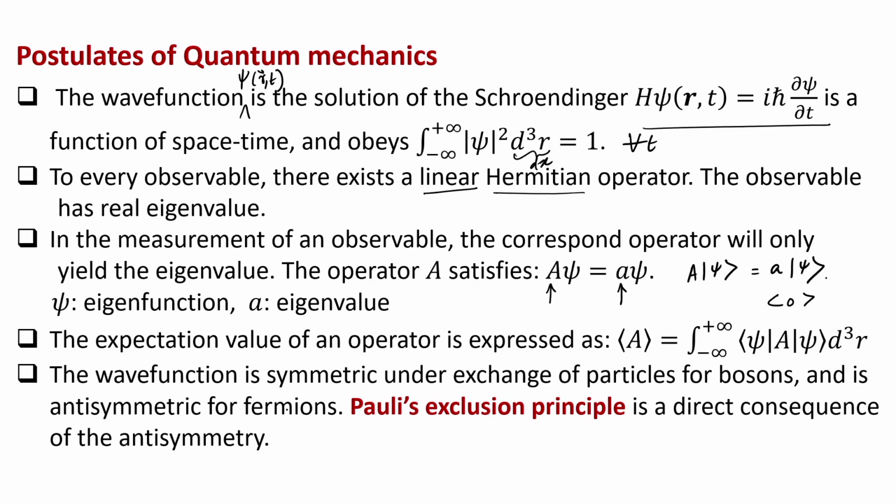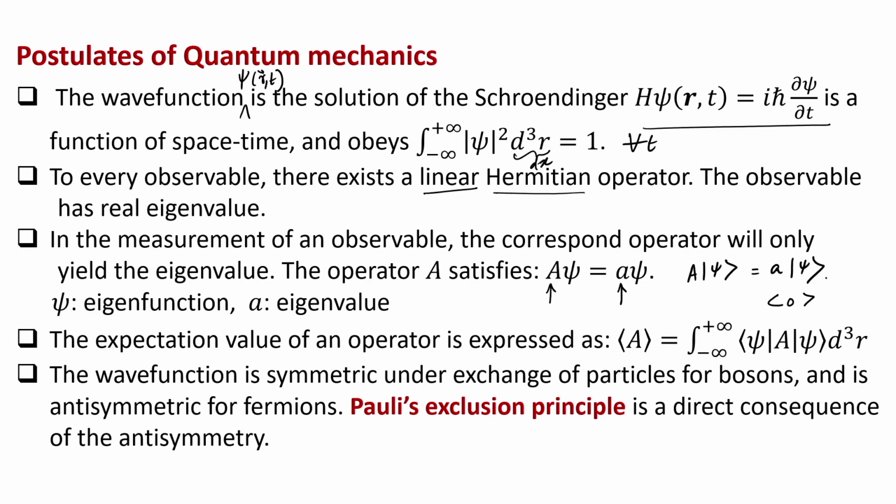The wave function is symmetric under the exchange of particles if the particles are bosons. Remember that we are talking about indistinguishable particles. They are identical and indistinguishable, but while they are identical and indistinguishable, they have two possibilities. One is that they can be either bosons or fermions, and bosons are characterized by an even wave function.